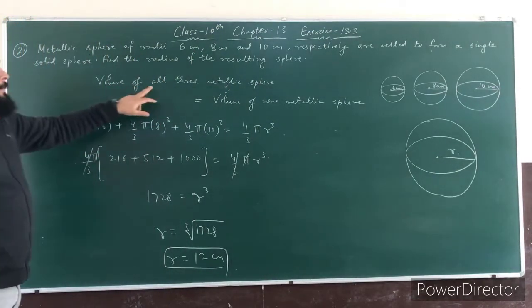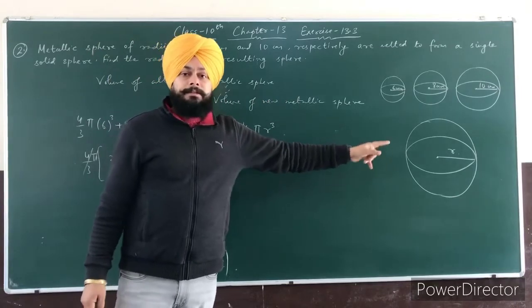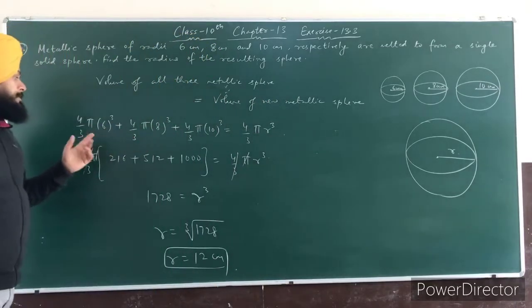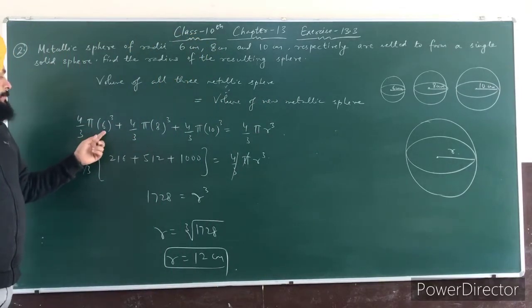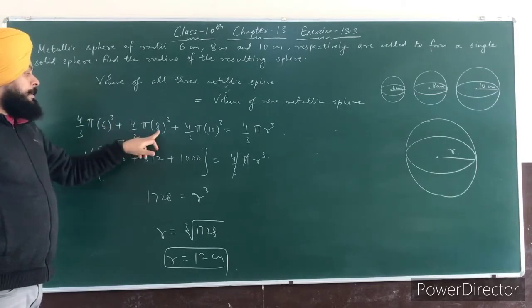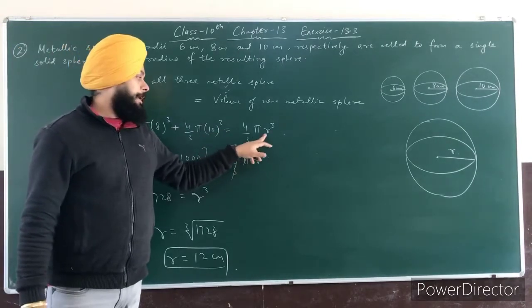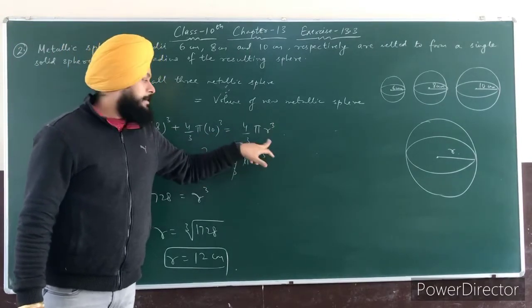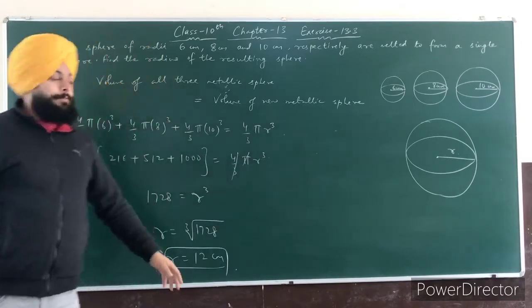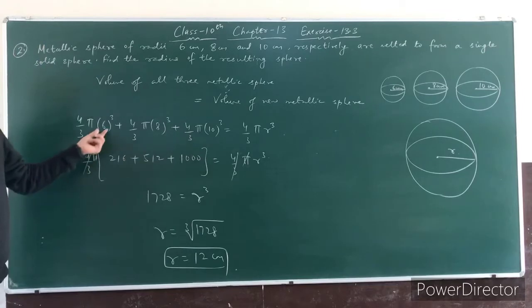So the volume of all 3 metallic spheres is equal to the volume of the new metallic sphere. So the volume of sphere is 4 by 3 pi r cube. Radius of first sphere is 6. So write here 4 by 3 pi 6 cube plus 4 by 3 pi 8 cube plus 4 by 3 pi 10 cube is equal to 4 by 3 pi r cube. So we have to find the radius of this new resulting sphere. So take 4 by 3 pi common. So what is left here?